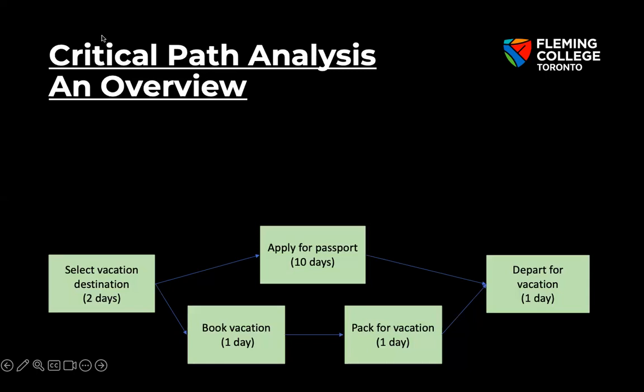Yeah, so we can understand it is the longest sequence of activities in a project schedule. This sequence then represents the earliest planned completion time for the project. What does that mean? If we have this project, as you can see, it's select vacation 2 days, book vacation 1 day, pack for vacation 1 day, which means 4, and depart on day number 5. But the challenge is apply for passport. The passport will take 10 days anyway.